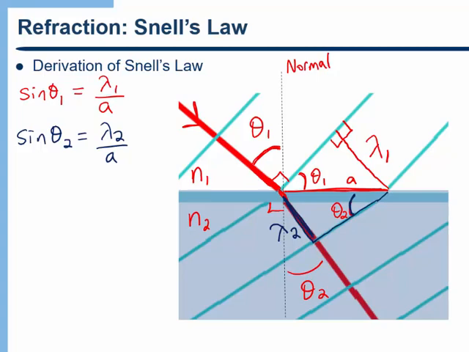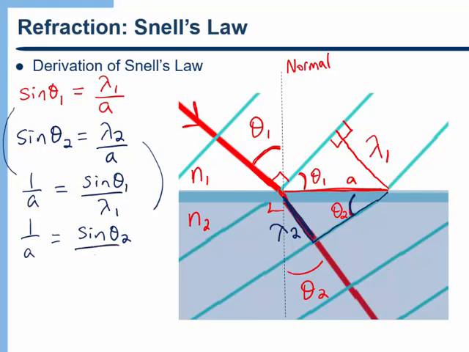The next thing I'm going to do is get rid of the A by setting each of these equal to 1 over A. In other words, from the top equation, I get 1 over A is equal to sine theta 1 over lambda 1, and 1 over A from the next equation is equal to sine theta 2 over lambda 2. Therefore, I can get rid of that 1 over A by just setting those equal to each other. So sine theta 1 over lambda 1 is equal to sine theta 2 over lambda 2.